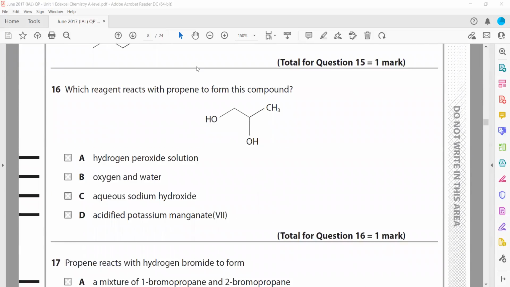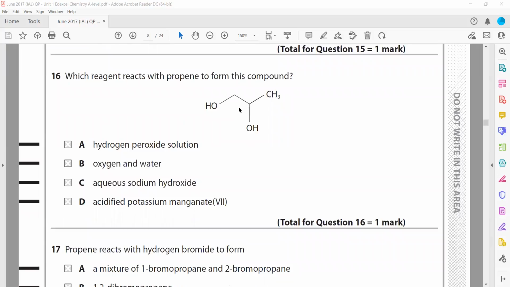Which reagent reacts with propene to form this compound? A diol is formed. How is a diol formed? When acidified potassium manganate reacts with an alkene, it will form a diol. That's why D is the right answer. So to convert an alkene into a diol, we use acidified potassium manganate.